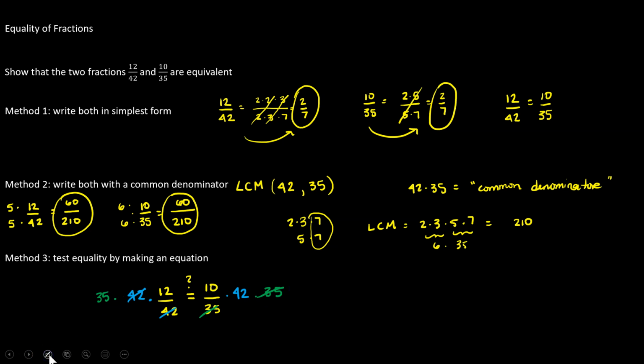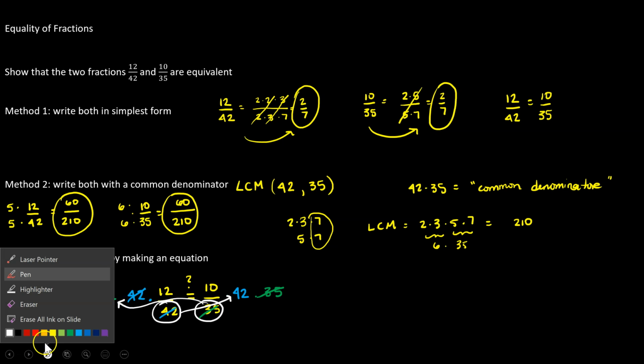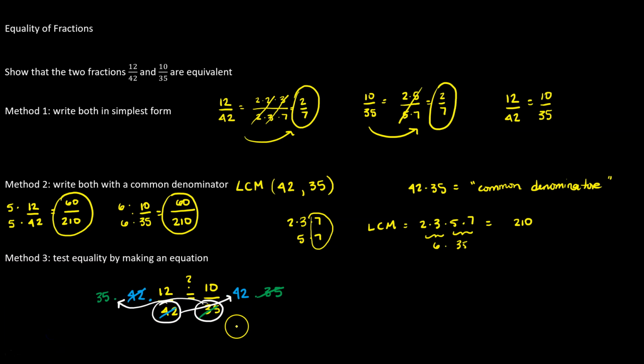Lots of people like to call this cross-multiplying because it looks like I took the denominator from the left and multiplied it up to the top, and the denominator from the right and multiplied it up to the top. But technically, we're just multiplying through by each denominator. Our result then looks like 35 times 12 on the left, and we're trying to see if that is equal to 10 times 42 on the right.